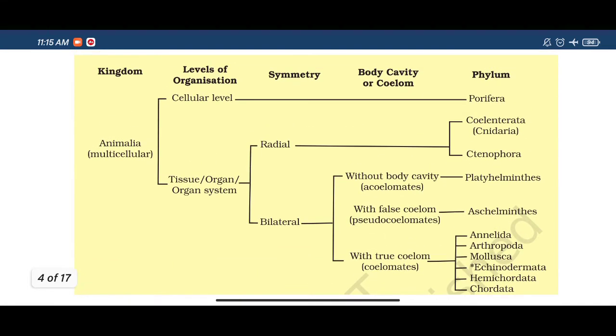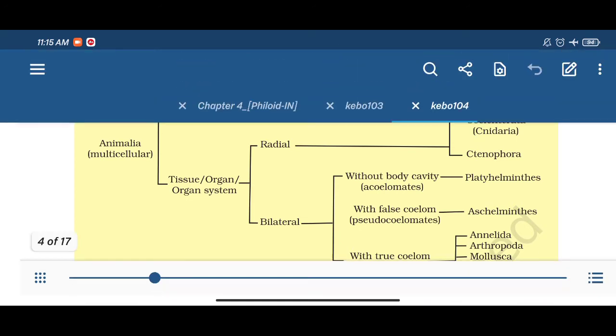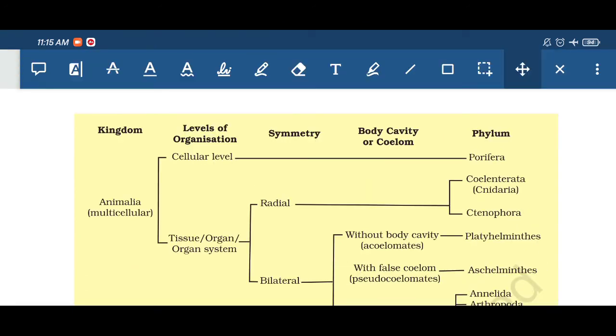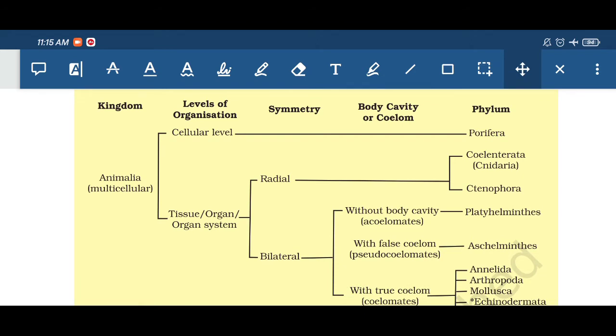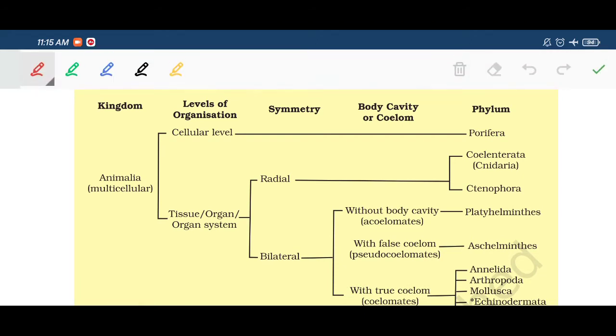Then coming to the level of organization. There are two kinds of level of organization: one is cellular level and another is tissue level. Cellular level is where each and every cell is free to do its own activity. Tissue level and organ and organ system level are those where cells, tissues and organs unite to do one specific function. The cellular level of organization is only found in one phylum, that is poriferans.